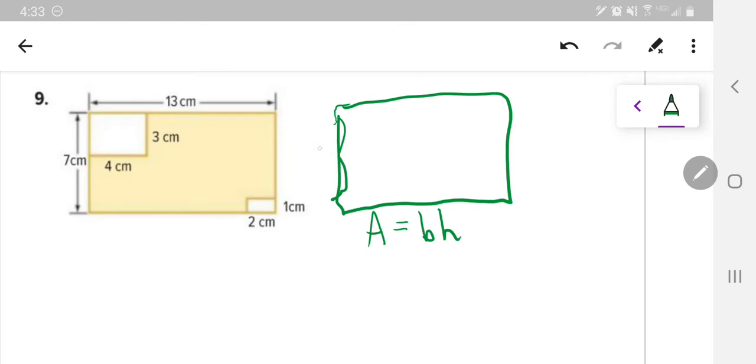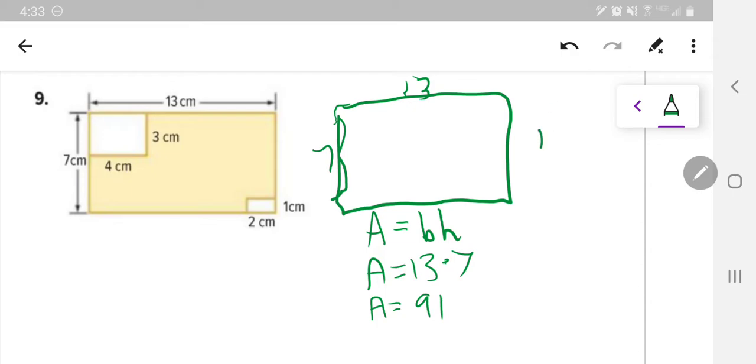So now we have the big rectangle, which is a 7 by 13 rectangle. So we're going to plug in that base and height, 13 and 7. 3 times 7 is 21, plus the 70, so that's 91 centimeters squared, or square centimeters.